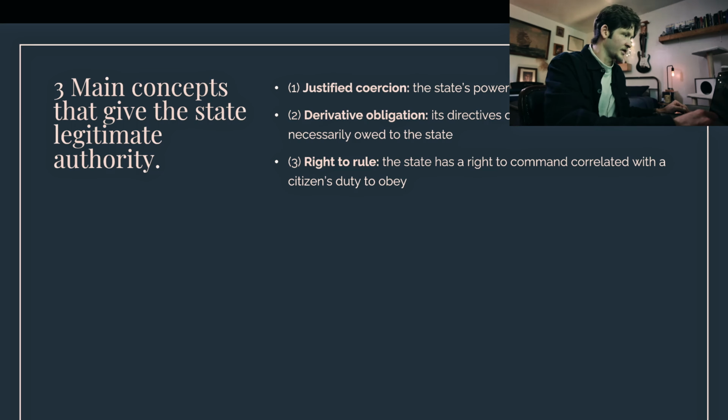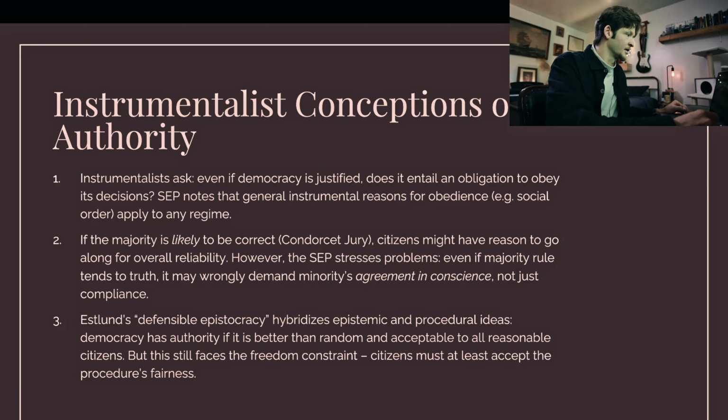Okay. And the state has a right to command correlated with a citizen's duty to obey. Okay, now think about that one for a second. What does that mean to you? Ask yourself that question. Number 3, the right to rule. The state has a right to command correlated with a citizen's duty to obey. Ask yourself that again.